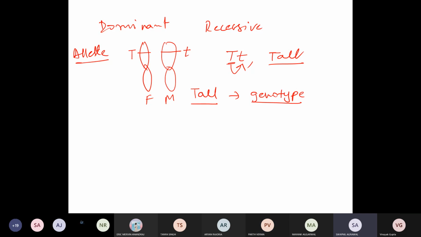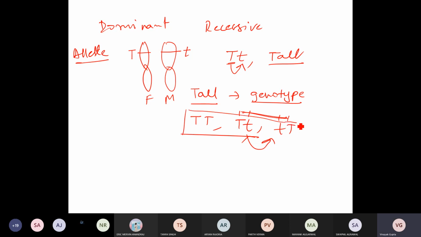See, just now I described, when you are saying genotype, you have to use two letters. If you say capital T, that doesn't mean anything. It is capital T, capital T, or capital T, small t, or small t, capital T. Basically, these two are technically the same. Here you have the capital T from father, small t from mother. Here small t from father and capital T from mother. So whenever any of these three genotypes is there, you can say the person is tall.